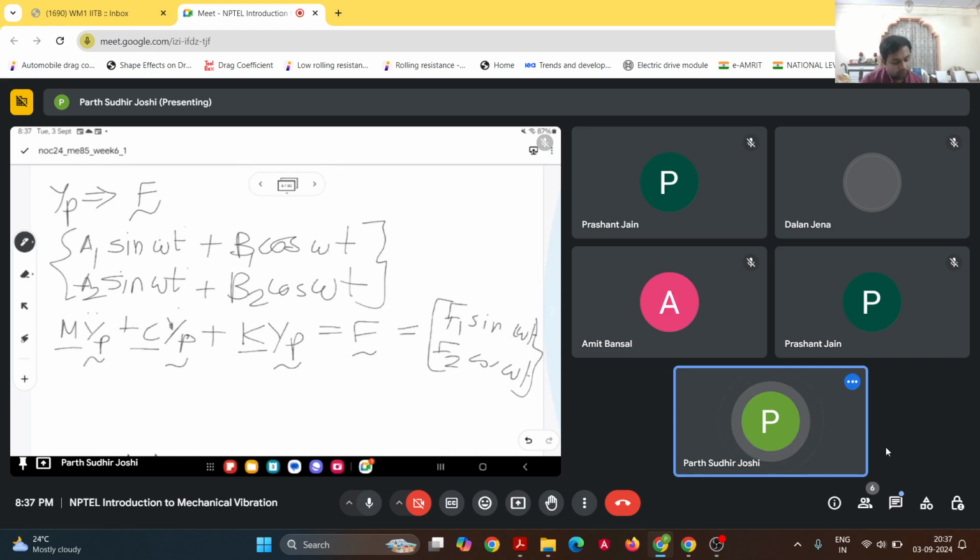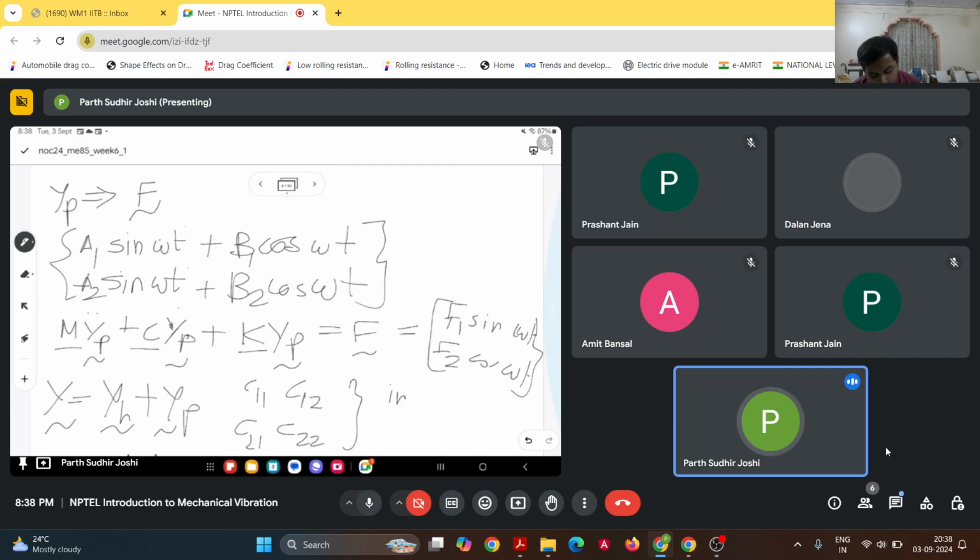Now we have to combine the two solutions, the homogeneous and the particular solution, where the solution to the homogeneous differential equation is the free vibrations. And now we have to apply the initial conditions and find out the values of the coefficients using the initial conditions.